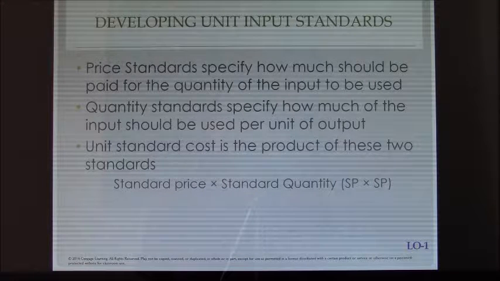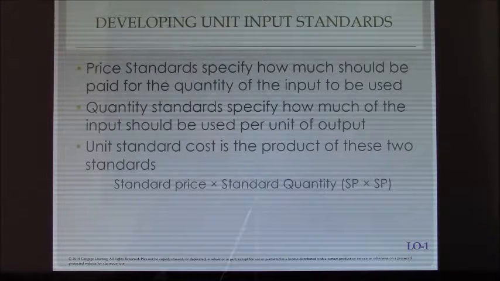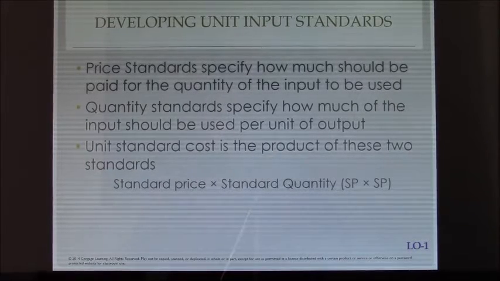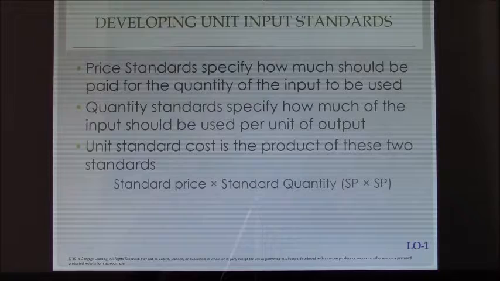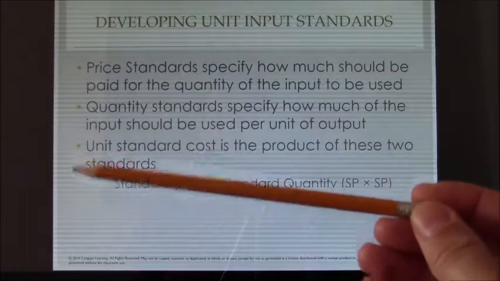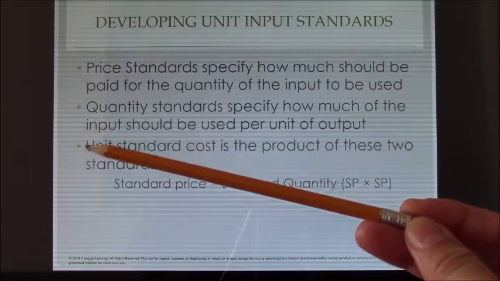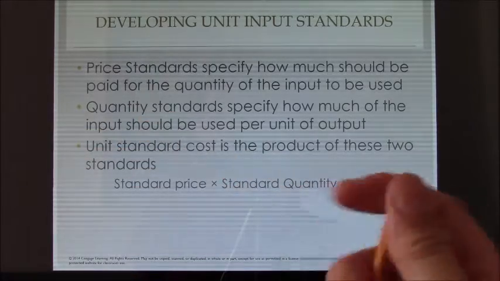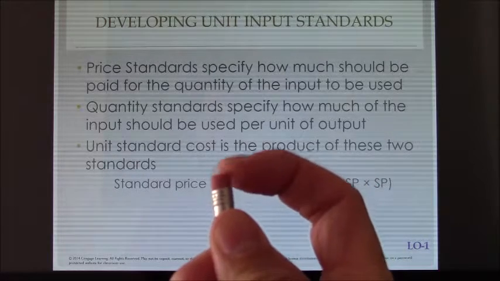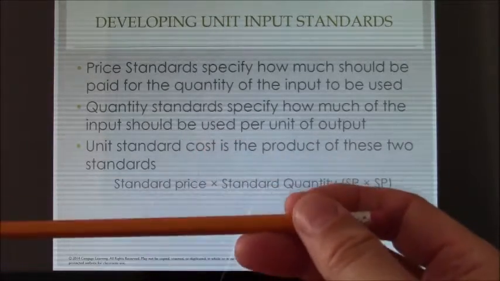Alright, so price standards specify how much should be paid for the quantity of the input used, and quantity standards specify how much input should be used. The unit standard cost is the cost to produce the product using these 2 standards. In other words, standard price times standard quantity. So you take your pencil, right, and the standard might be you use 1/4 ounce of wood, 1/10 of an ounce of lead, 1 metal ferrule, and maybe 1/100th of an ounce of rubber or something, right? And so those are the standards.